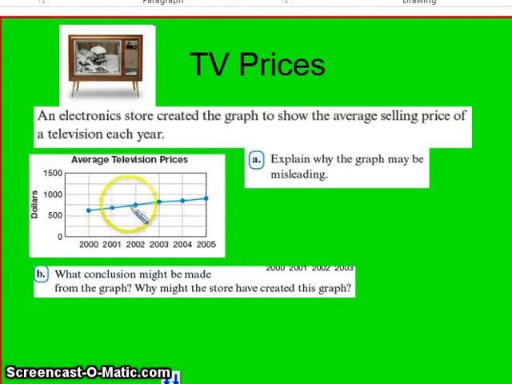If we were to look at this graph, it appears as if television prices are not going up by very much money at all. It looks like they're staying pretty close to the same from year to year. However, notice this scale over here again. When your scale is too big, your data looks close together. So the scale is too big for the sample.